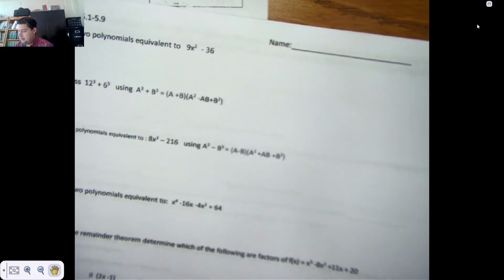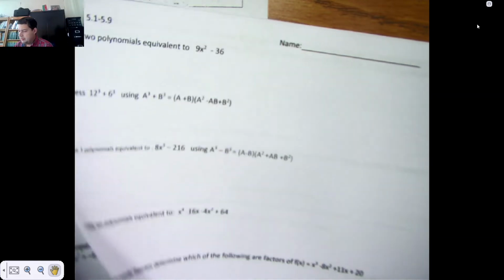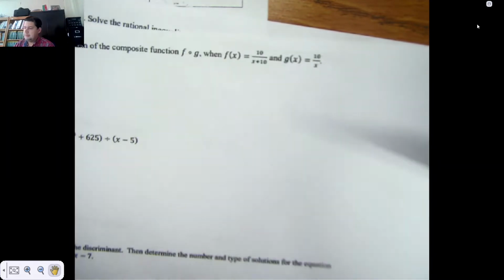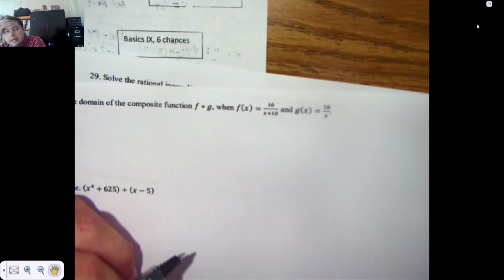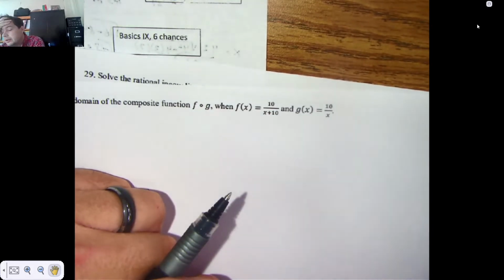And let's do bonuses first. Find the domain of the composite function f composed of g when f of x is 10 divided by x plus 10 and g of x is 10 over x.